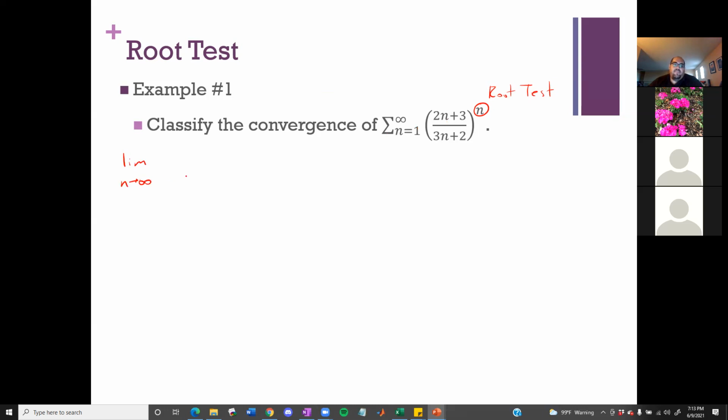So I want the limit as n approaches infinity of the nth root of the absolute value of a sub n. Or if you prefer, the absolute value of a sub n raised to the power of 1 over n. So both are equivalent. So that's what I'm looking at. Let's go ahead and substitute in the absolute value of a sub n. So this would be the absolute value of 2n plus 3 over 3n plus 2, all to the power of n.